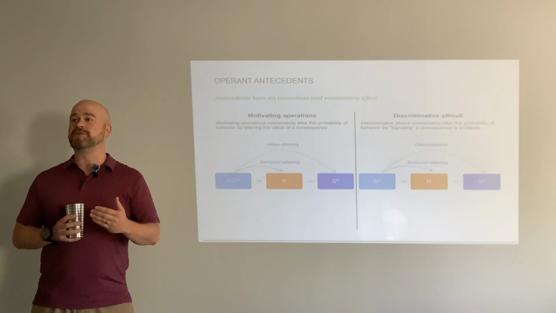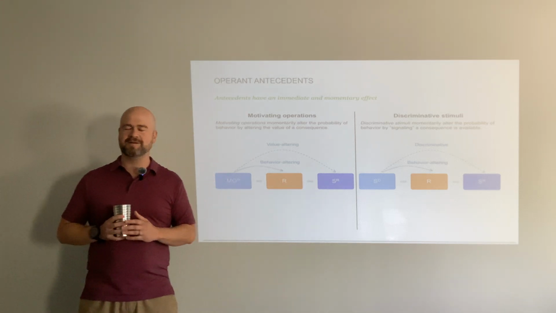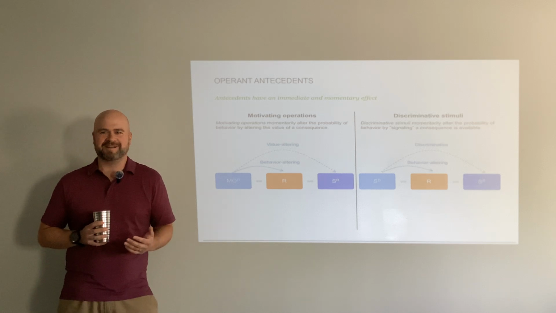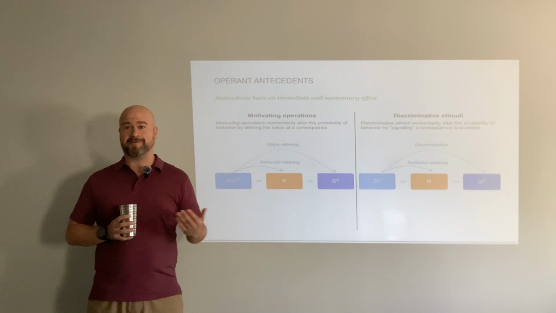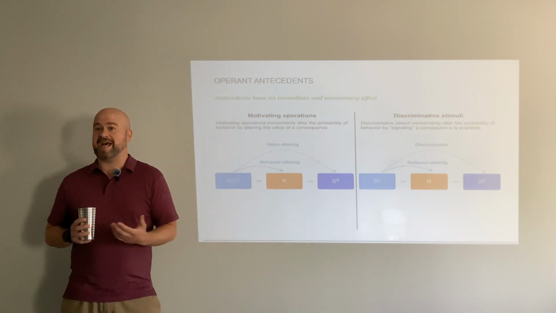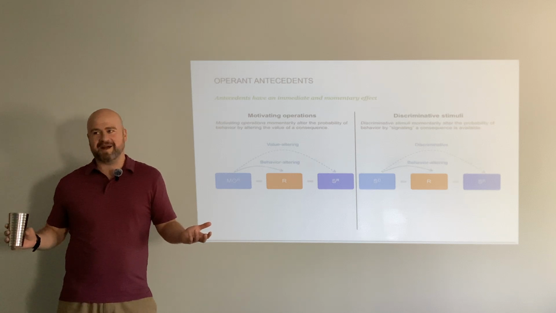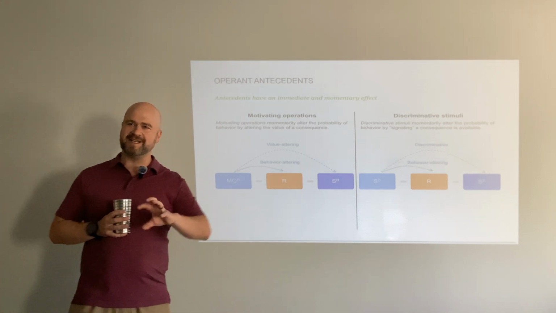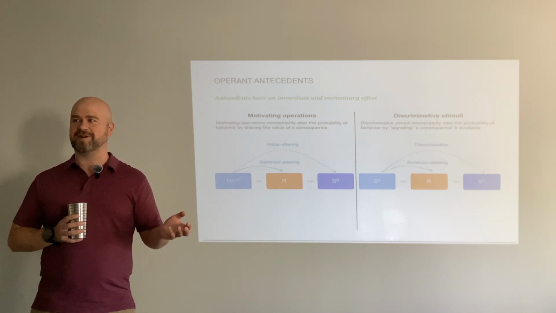Great answer, right? So now what are we doing to the value of that consequence? Very much decreasing that, right? So now the value of accessing food is really not very high. Am I going to engage in effortful behavior in order to access something I don't even really need at that time? Probably not, right? So we can alter the motivating operation. It's a great antecedent tactic to make behaviors less likely to occur.